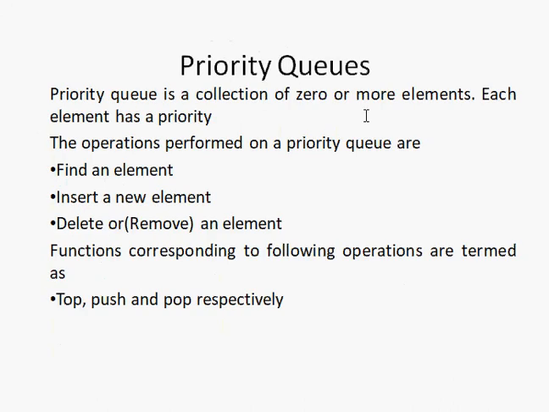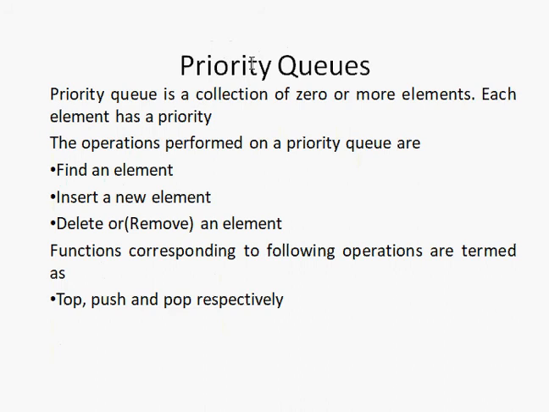So priority queue is literally similar to a queue. So what is a queue? A queue is a data structure where insertion and deletion take place at two different ends. In a priority queue, it's almost the same, so we expect several functions which a queue has. These operations include finding an element, inserting an element, and deleting or removing an element. To follow this, we use methods like top, push, and pop.